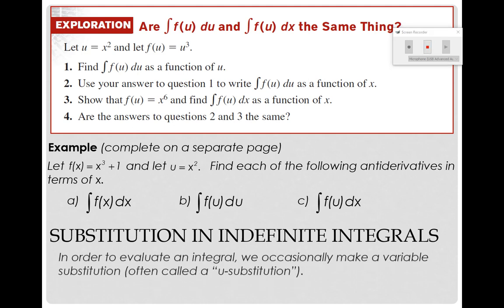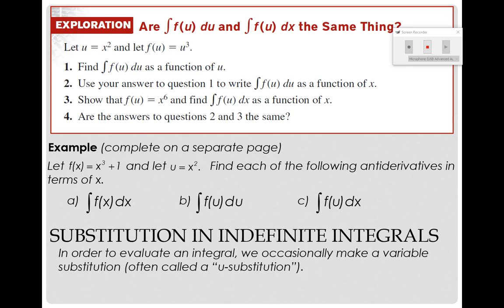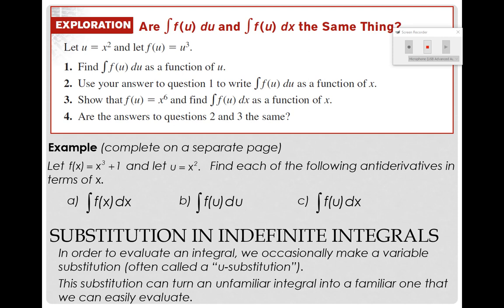In order to evaluate an integral, we often use substitution. It is a very common method when an integral gets a little bit complicated on us. We often make a variable substitution, often called U substitution. I don't know why, we just always seem to use U when we do this. You've had a taste of this before, back when we were doing regular calculus, where we did some U substitution. Similar procedure.